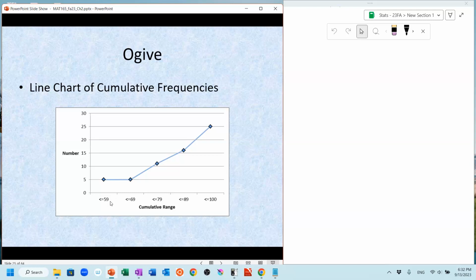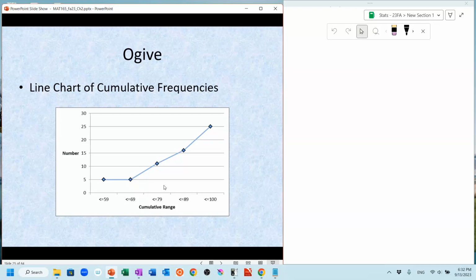And then we consistently increase the size of the bin. So the less than or equal to 59, we turn that into less than or equal to 69, and that's our next data point that we're going to plot. So this includes all of the previous ones, plus potentially some more. In this case, there were no folks who got a D, so we just stay the same.